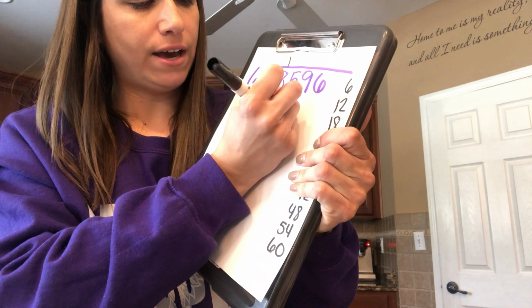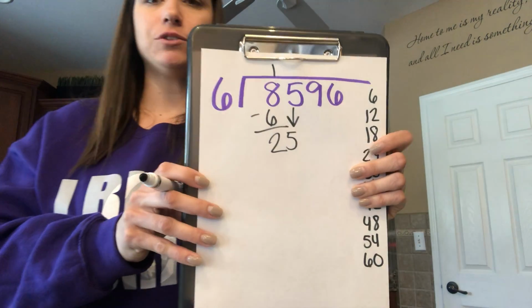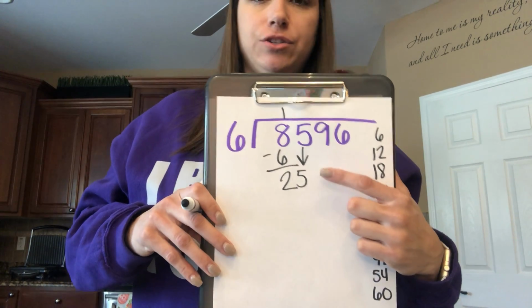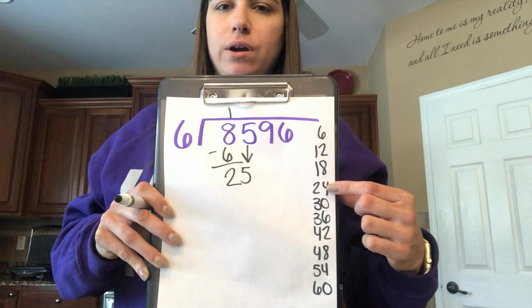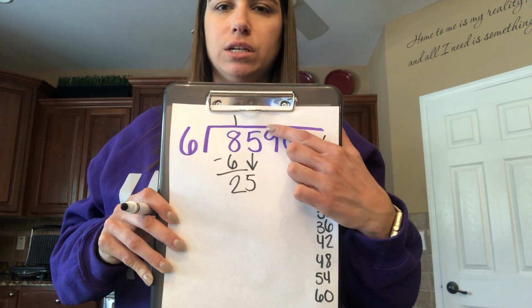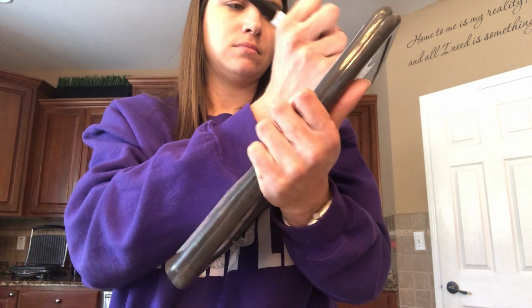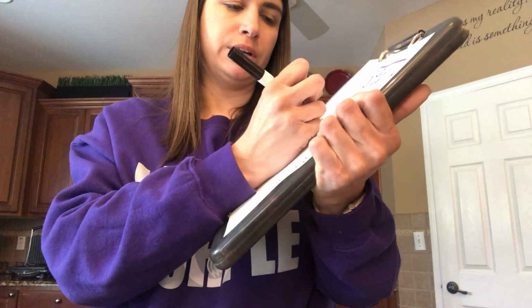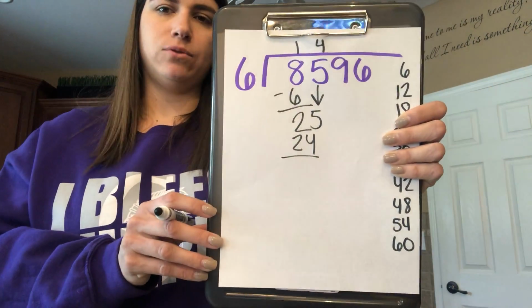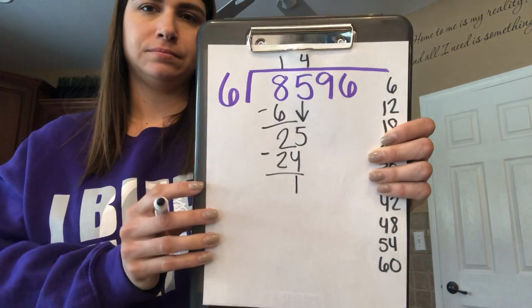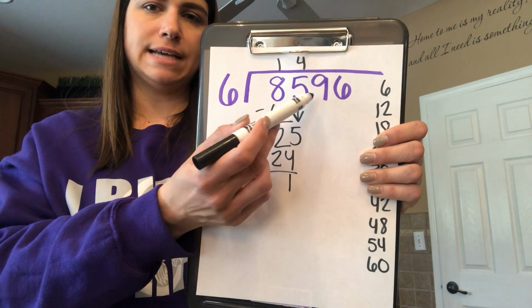Bring down the 5. So now I have to repeat and go back to division. So 25 divided by 6. And I know that's going to get me closest to the 24, which is times 4. So the 4 is going to go at the top. And 6 times 4 is 24. And 25 minus 24 is 1. I'm going to bring down the 9.